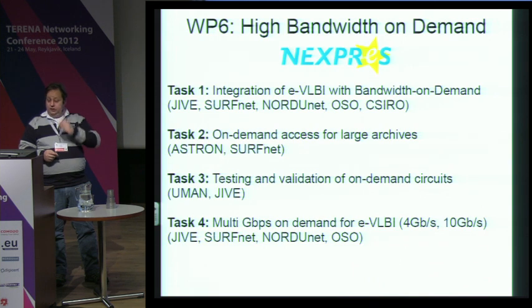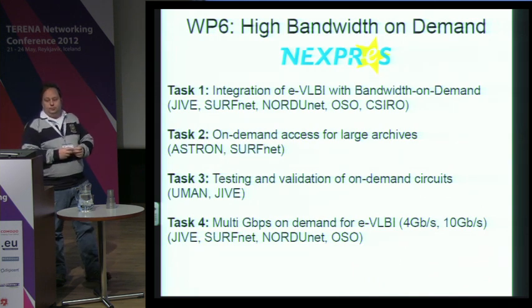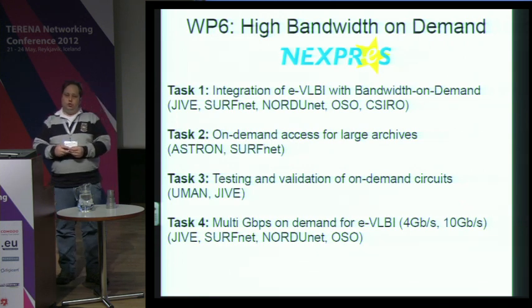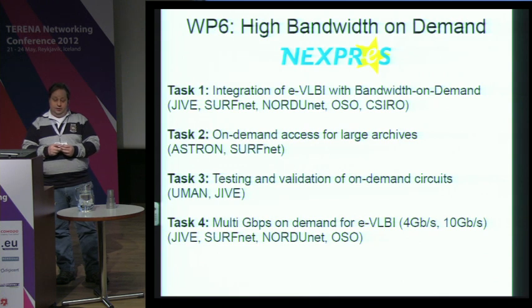The second one is on-demand access for long-term archives. This is a work package being run by ASTRON. So apart from VLBI, which works at very high frequencies and works with dish telescopes, there's also a project in Holland called LOFAR, which you might have heard of. They also are pretty good at sending out lots of data. And they actually have long-term archives all over Holland and even over Europe. They need to send data in between, and they would also like to make use of these bandwidth on demand protocols.